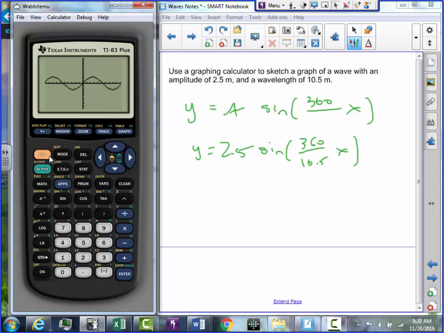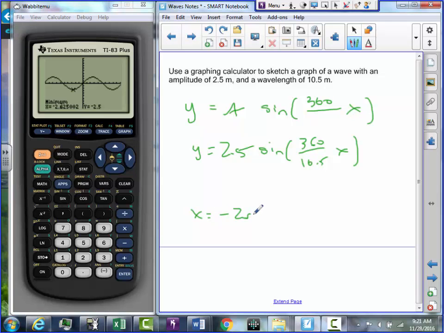Okay, let's talk about how to confirm that our amplitude and our wavelength is actually what it says it is. You guys remember how to, in your calculator, find like a maximum or minimum? What I would recommend here is, let's find the minimum value, say right about here. So I found the minimum is at x is at negative 2.625002. And y is at negative 2.5.